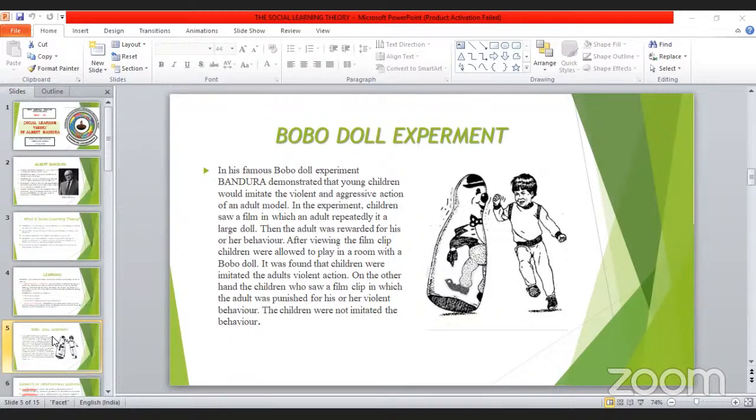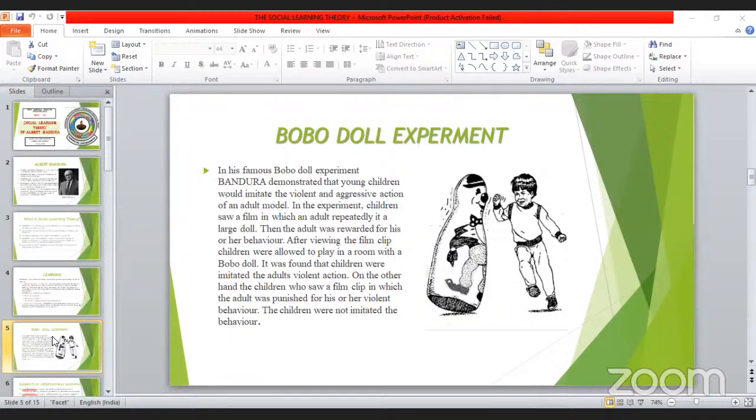Group A children were shown a film clip in which a child is constantly hitting a Bobo doll. Hitting and pushing is a kind of aggressive behavior. After hitting the Bobo doll, an adult person comes into the room and rewards the child: okay, you are doing a very good job, keep it up, you are a very good boy. So after behaving in an aggressive way, after hitting the Bobo doll repeatedly, the child was rewarded by an adult. This is the content of the film clip.